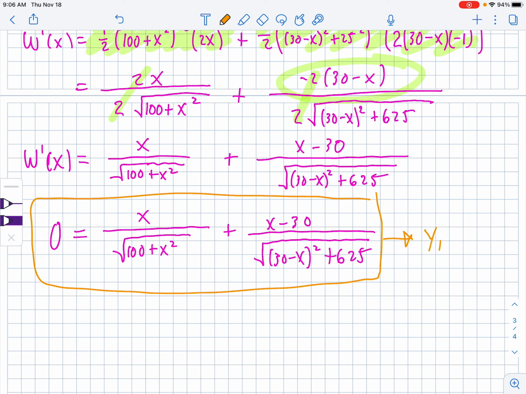So let's see. Get rid of that. X divided by the square root of 100 plus x squared. Then it's going to be x minus 30 up on the top. Sorry, I'm just fixing my equation a little bit. And then in the bottom, we have the square root of 30 minus x squared plus 625. Now, if you punch that all in, be careful to use a lot of parentheses.